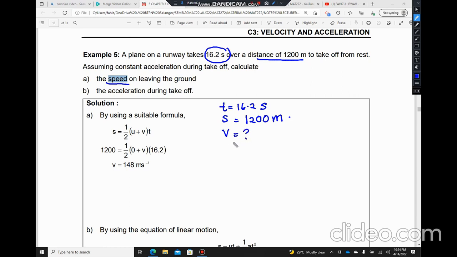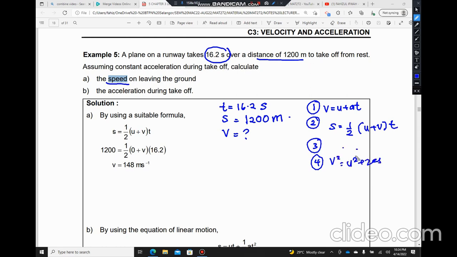So awak tengok mana formula yang sesuai, yang ada semua maklumat kat sini. Okay, so first kita boleh guna either V equals to U plus AT ataupun S equals to 1 over 2 U plus VT. Then awak ada beberapa formula tadi kan, yang ni V square equals to U square plus 2AS and so on kat sini. So kita pilih mana yang sesuai based on your information. Okay, based on information here, we have T, we have S. We need to find V. Okay, kalau kita guna formula number 1, we need to find A. Sedangkan dalam soalan ni kita tak ada A lagi kan.